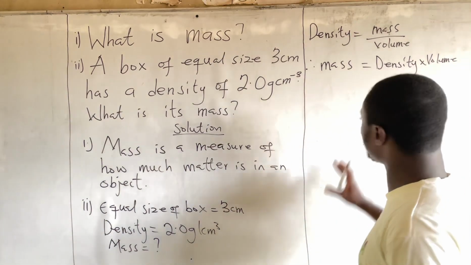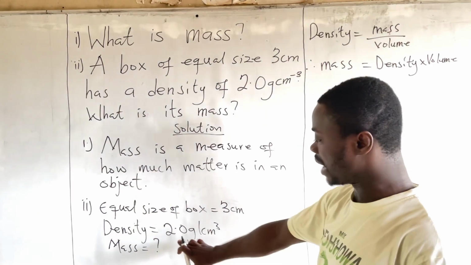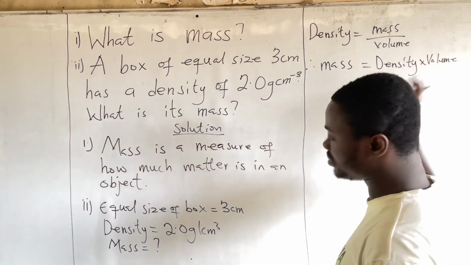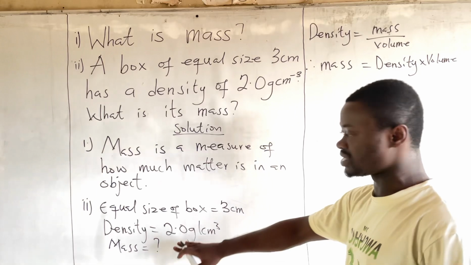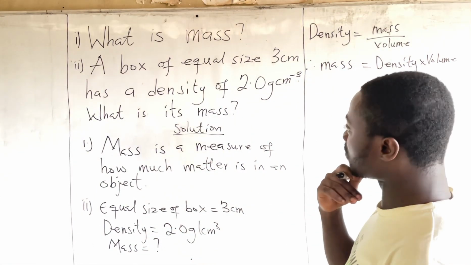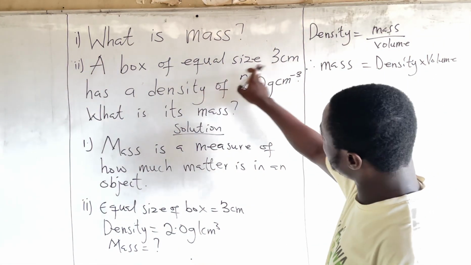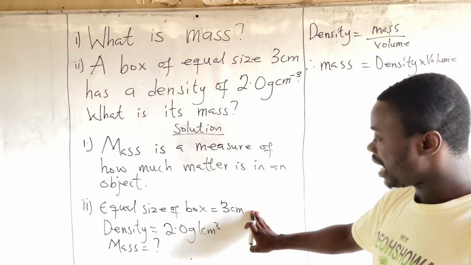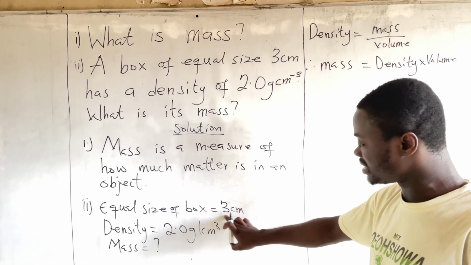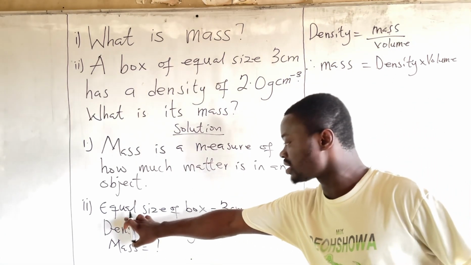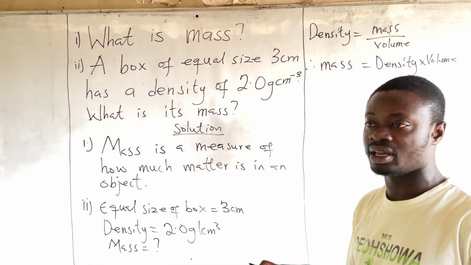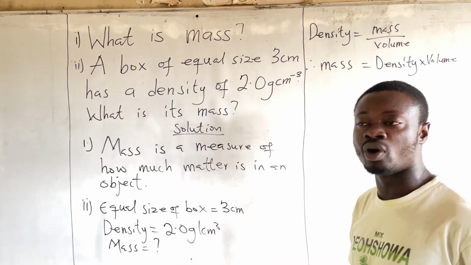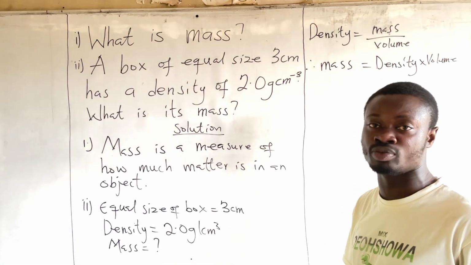Okay. So from the question, do we have density? Yes, we have the density. What about volume? There is no volume in this question. No, so let's find volume. So the question said a box has an equal size of 3 centimeters. So automatically this is the volume. And then one side of the box is 3 centimeters. If the box has an equal size, then it means the box is a cube, because a cube has all its sides to be equal.